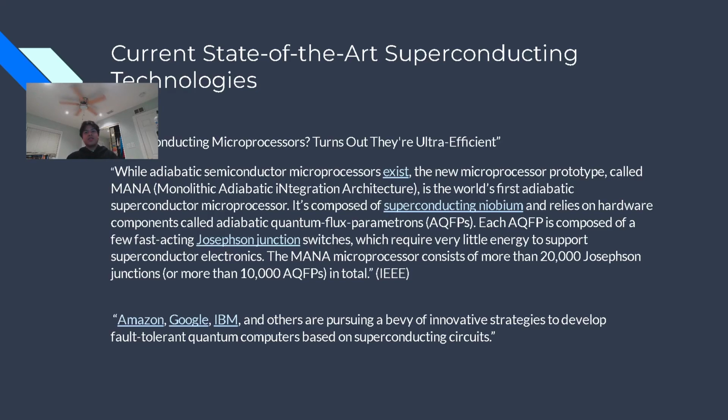And Google's strategy involves arranging qubits in a two-dimensional checkerboard pattern, and IBM actually uses hexagonal lattices to minimize errors from qubit interactions, which is kind of crazy to think about, actually. And a lot of state-of-the-art superconducting technology for quantum computing is actually focused on reducing the interference and errors with quantum computing as well.